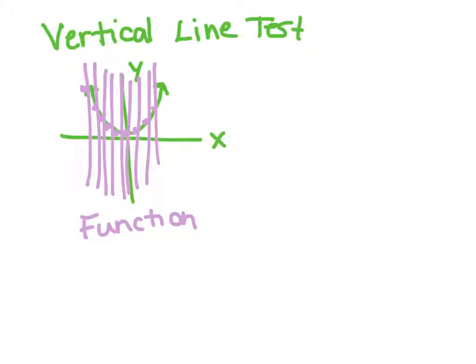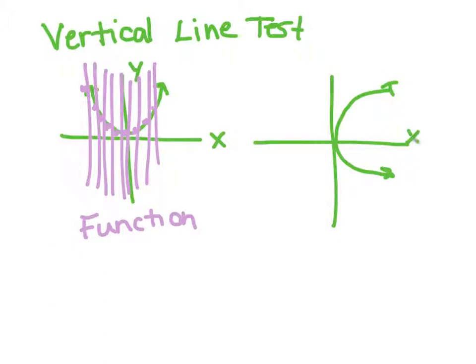So here's an example of one that does not pass. So we have this graph here, and if I drew vertical lines, we can see the first one already fails because it touches the graph in 2 places. So this is not a function.